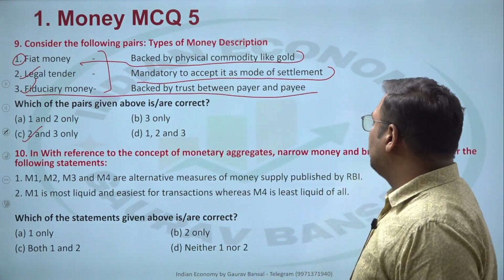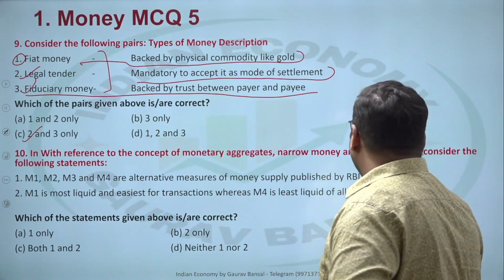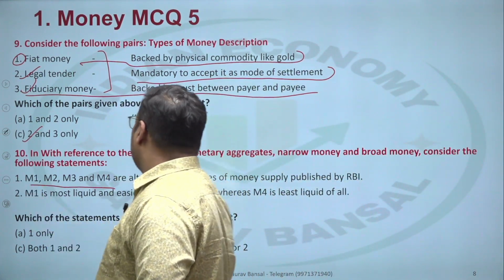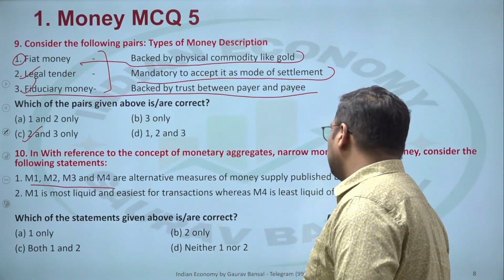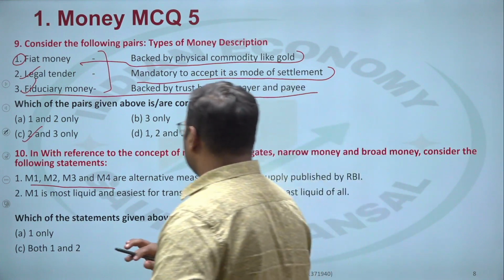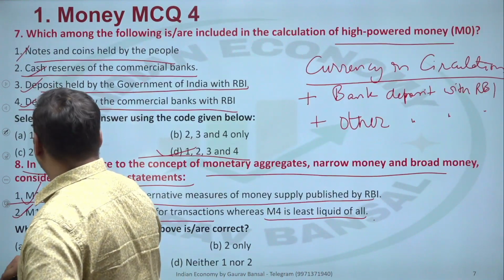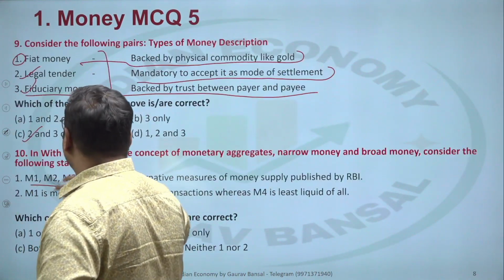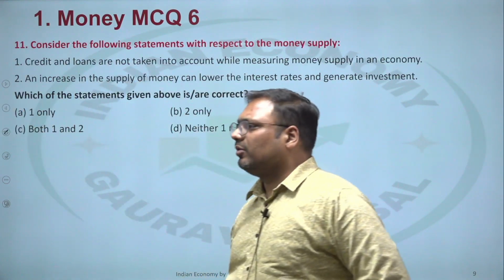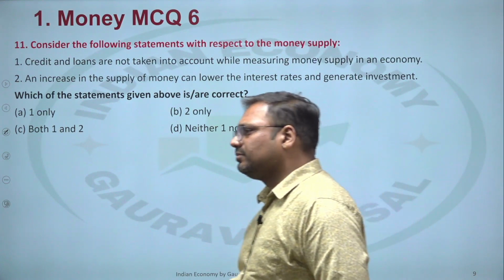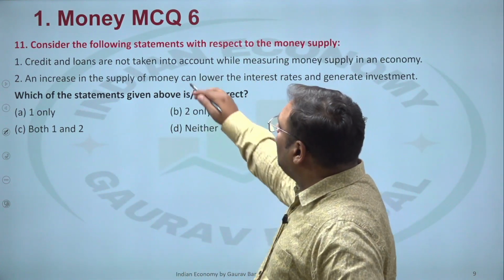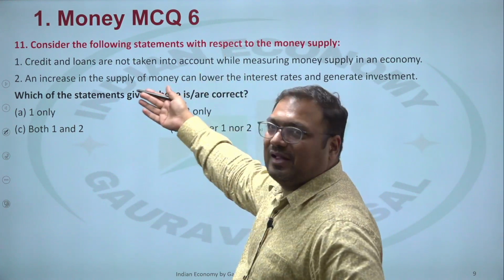Question number 10. With reference to the concept of monetary aggregates, narrow money and broad money, consider the following statement. M1, M2, M3 and M4 are the alternative measures of money supply published by RBI. Just give me one second. Okay, I made a mistake. Maybe I repeated a question. It's okay, it was just a repetition here. Question number 11, I did notice it. It should basically have been the 10th.